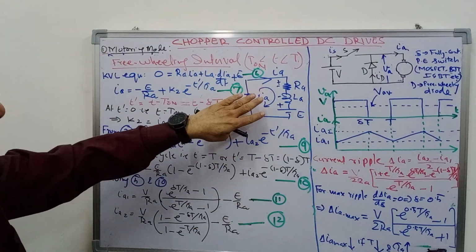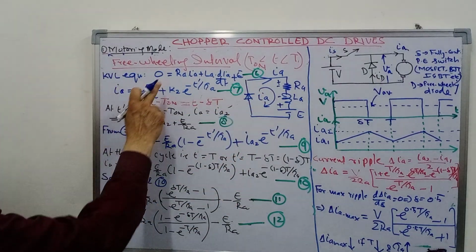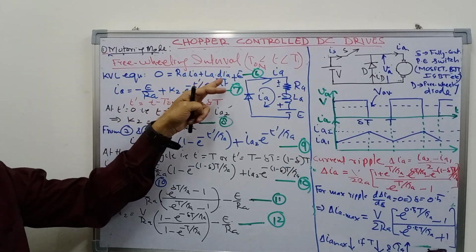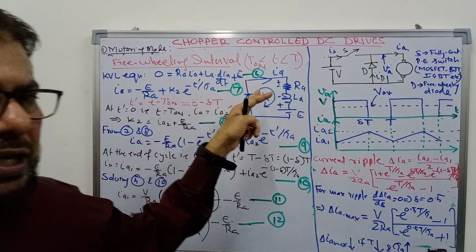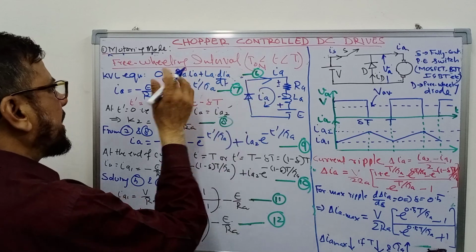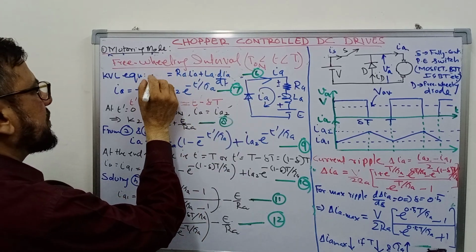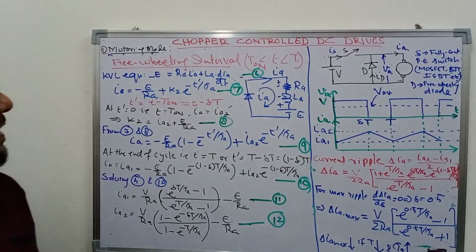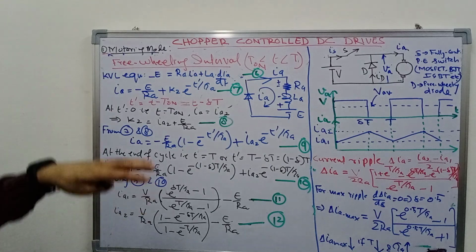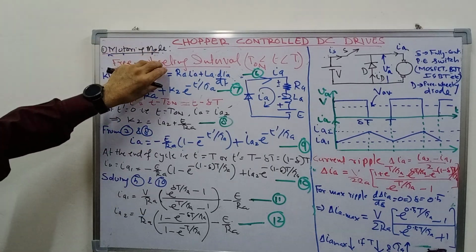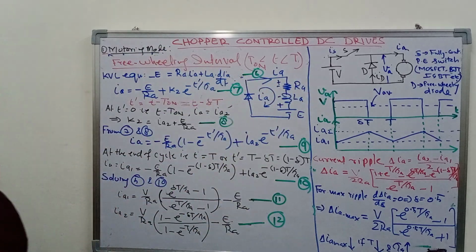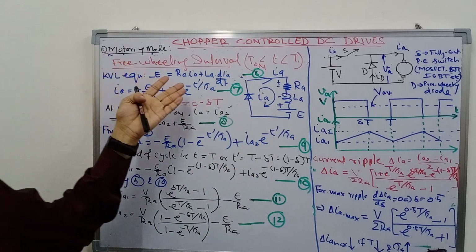So during this interval, if you write the KVL equation, 0 is equal to RA IA plus LA dIA over dt plus the back EMF E. You can take E on the left hand side and write it as minus E is equal to RA IA plus LA dIA over dt. Now you have to solve this equation again. You treat this as a voltage source. So this is simply an RL circuit where the voltage source is equal to minus E.